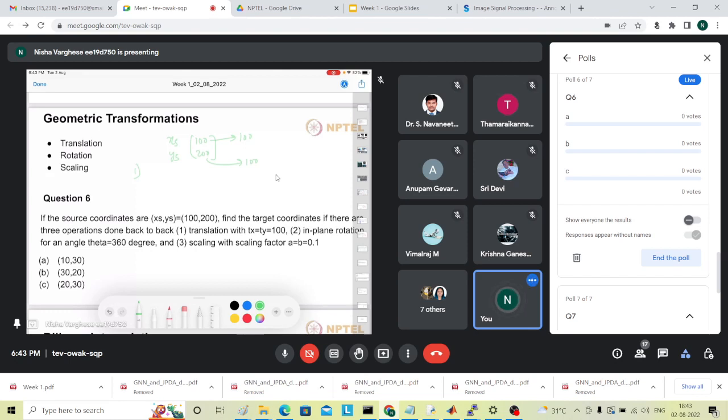Then comes in-plane rotation for an angle theta of 360 degrees. Then a scaling will be done with a scaling factor 0.1. So what would be the target coordinate? I have released the poll. You can answer.